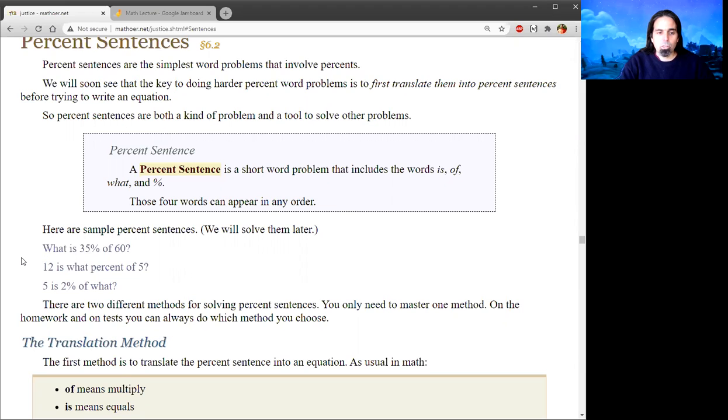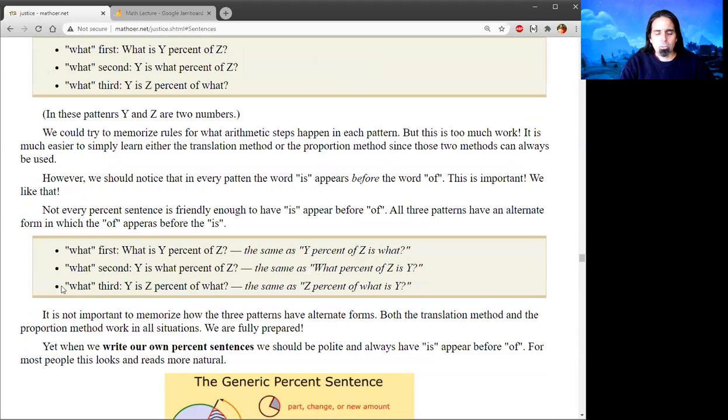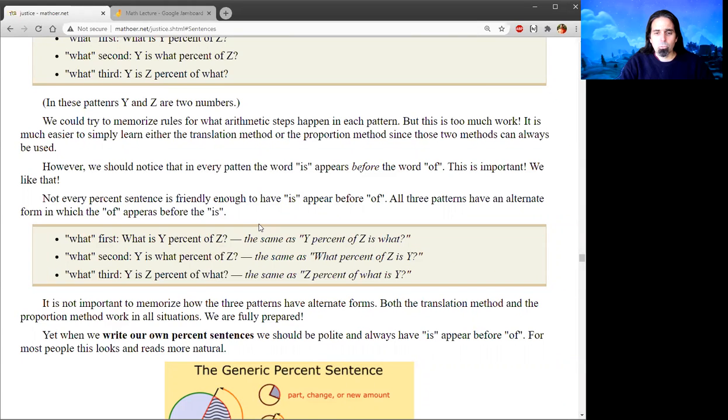I will also skip ahead for just a moment. It's not useful to memorize formulas and procedures based on the placement of the what, because there are always ways to reword it. In English, if I say, what is 50% of 300, that's the same as asking 50% of 300 is what? And similarly for the others. Since it is possible to reword things, it's just too much to try and memorize specific cases. We want a general procedure that always works for any of these percent sentences.